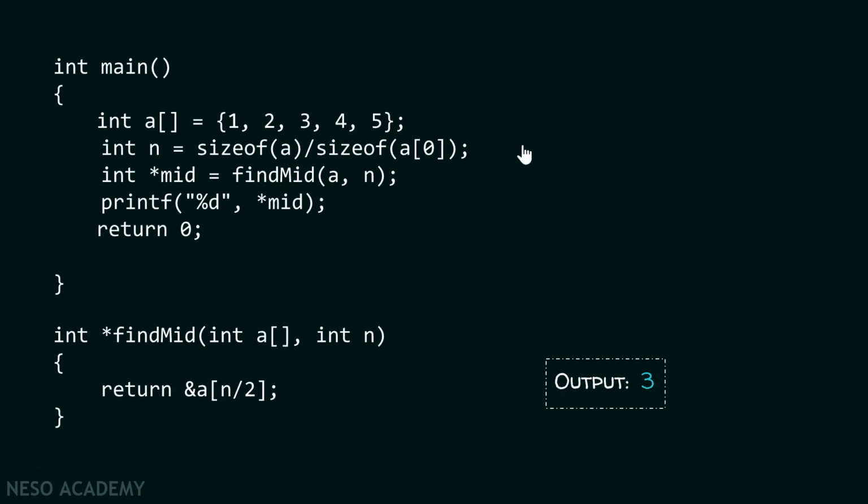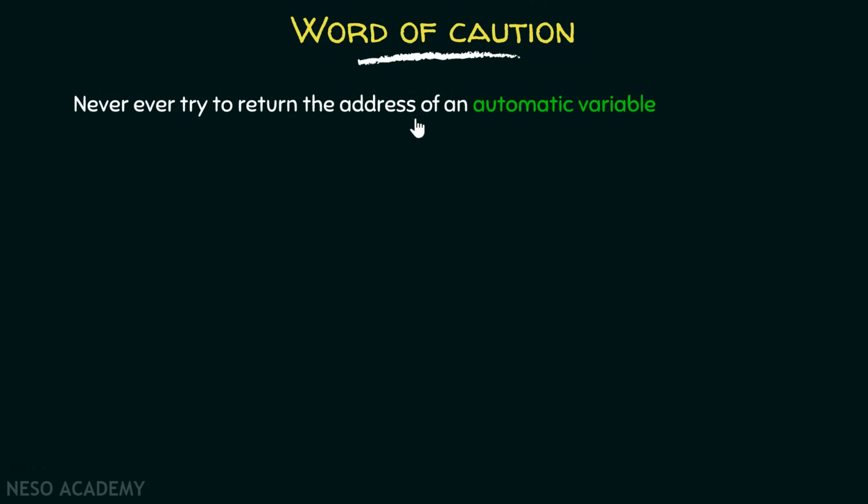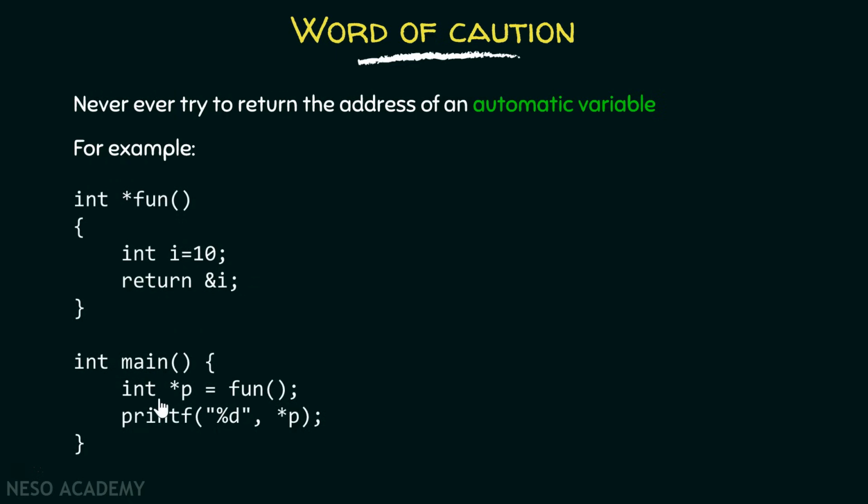After understanding this program, here is a word of caution for you. Never ever try to return the address of an automatic variable. Automatic variable is also called a local variable. We should never try to return the address of a local variable. For example, we have this program in which in this main function, we have this pointer which will contain the address of some integer which is returned by this function fun. And inside this function, we can see we have this variable i, which is an automatic variable. That is the local variable of this function. i will contain value 10 and we are trying to return the address of this variable.